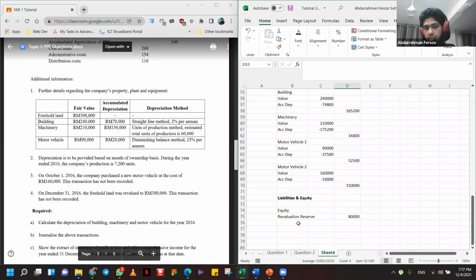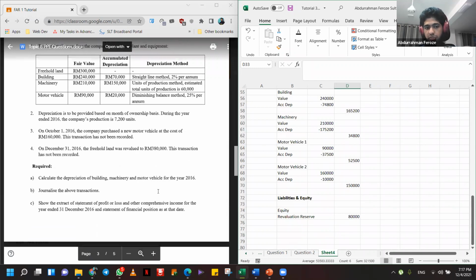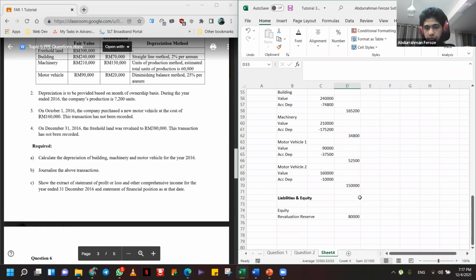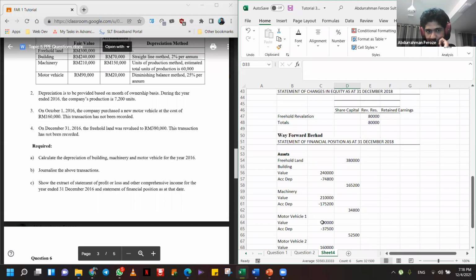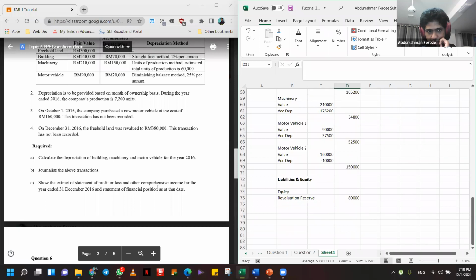So this is where the revaluation reserve will be shown in the statement of financial position. And of course, if you have a whole question where all the data is there, you can have a complete financial position where the liabilities and equity equals the assets, but that's not needed for this question. So this is how it should be shown. All right, is that all clear?